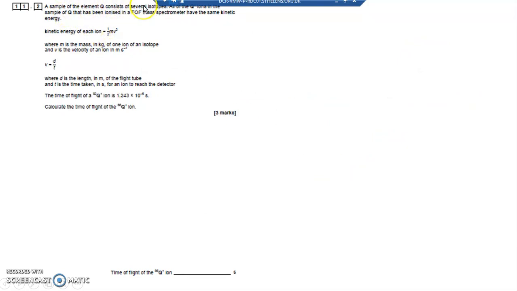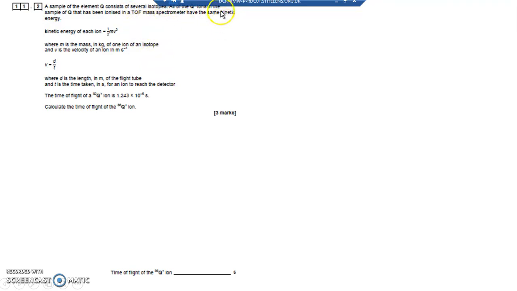A sample of element Q consists of several isotopes, we've determined that already, and it's ionized in a time of flight mass spectrometer. So what actually happens in a time of flight mass spectrometer is you take the element Q and you ionize it, in other words turn them all into plus charged ions. You can do that with something called an electron gun, where you fire electrons across the tube, and as an electron hits an atom, it knocks another electron off to make the atom plus charged.